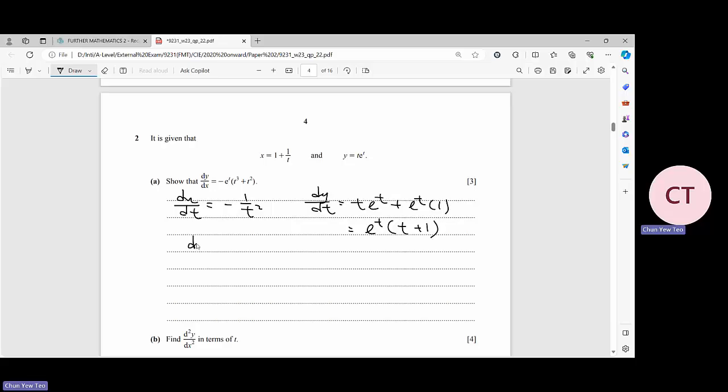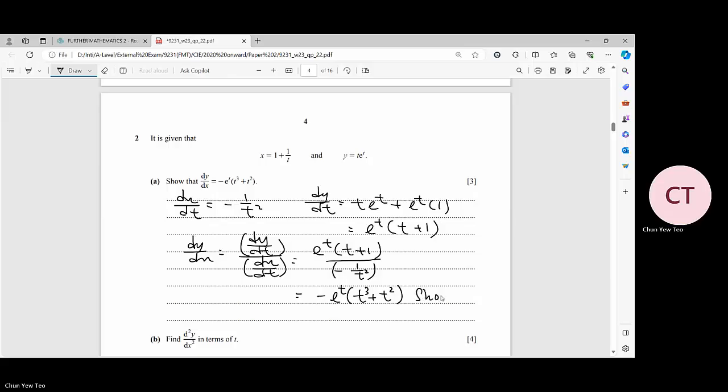Then dy/dx is actually dy/dt divided by dx/dt. So you get e^t (t + 1) divided by −1/t². Simplify it, you will get −e^t, and multiplying everything by t², you get t³ + t². Shown. That will be the answer for part A.